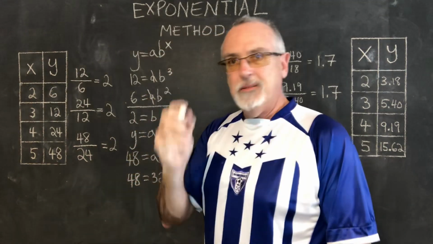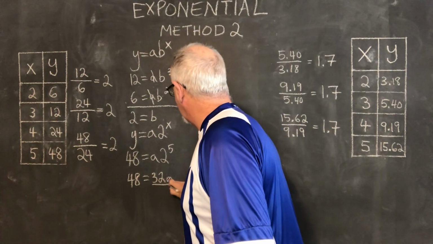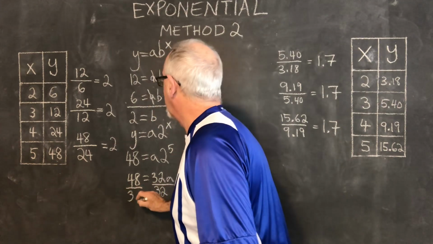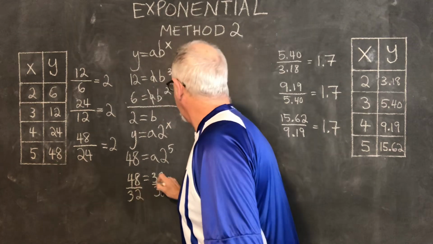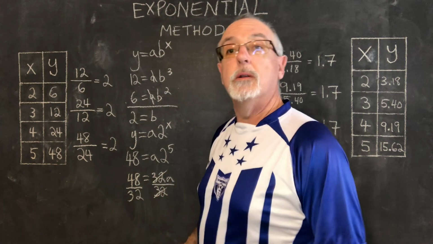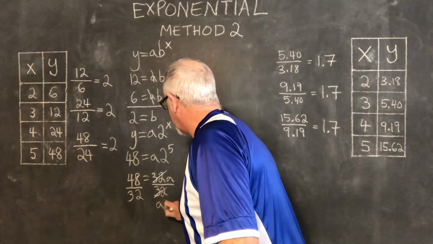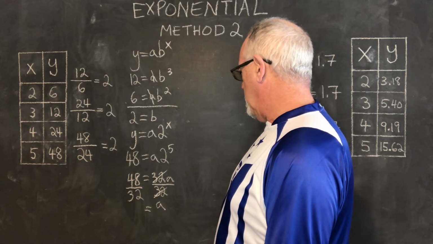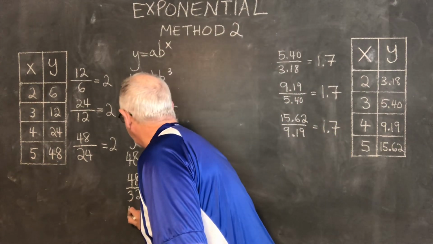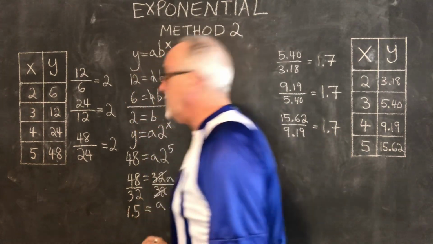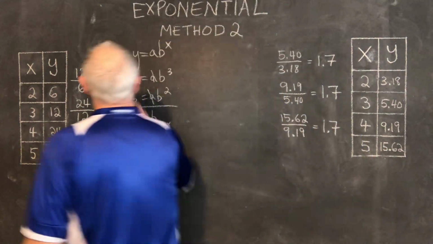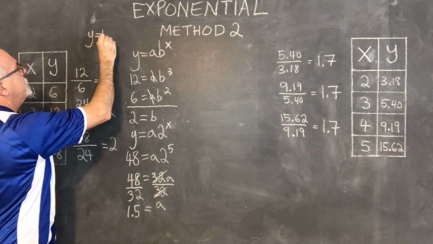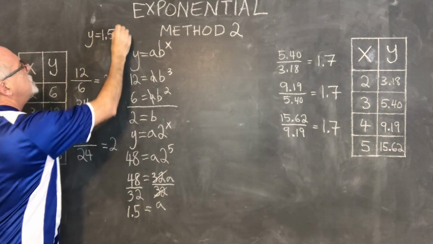My chalk's getting a little bit messy here. And then if I divide both sides by 32, these cancel. Is this going to fit in my video? Yes. A is isolated and it's equal to 48 over 32. I think that's 1.5. Yes, it is. Which means I know my answer. I have my equation. So the equation, therefore, is going to be y is equal to 1.5 times 2 to the x.